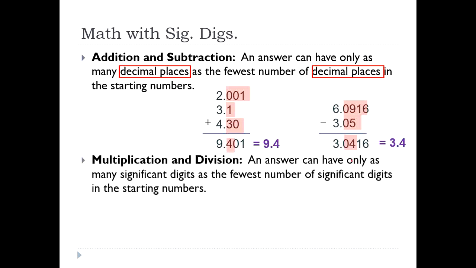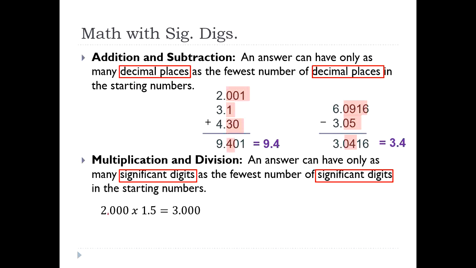Now, what do you do when you multiply and divide? An answer can have only as many significant digits as the fewest number of significant digits in the starting numbers. So now, everything that we talked about in the beginning, bring it all back. This is where we count significant digits. So let's count.